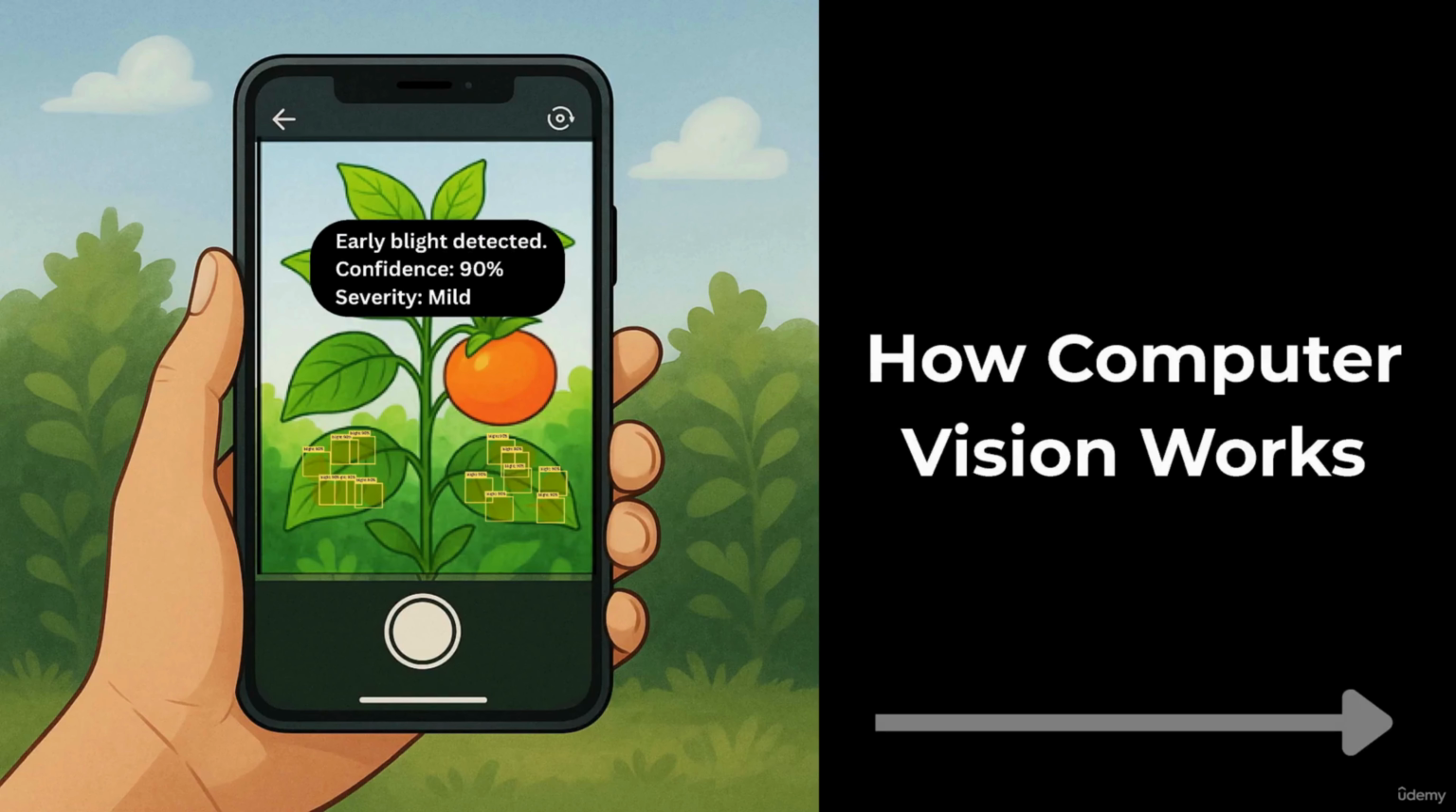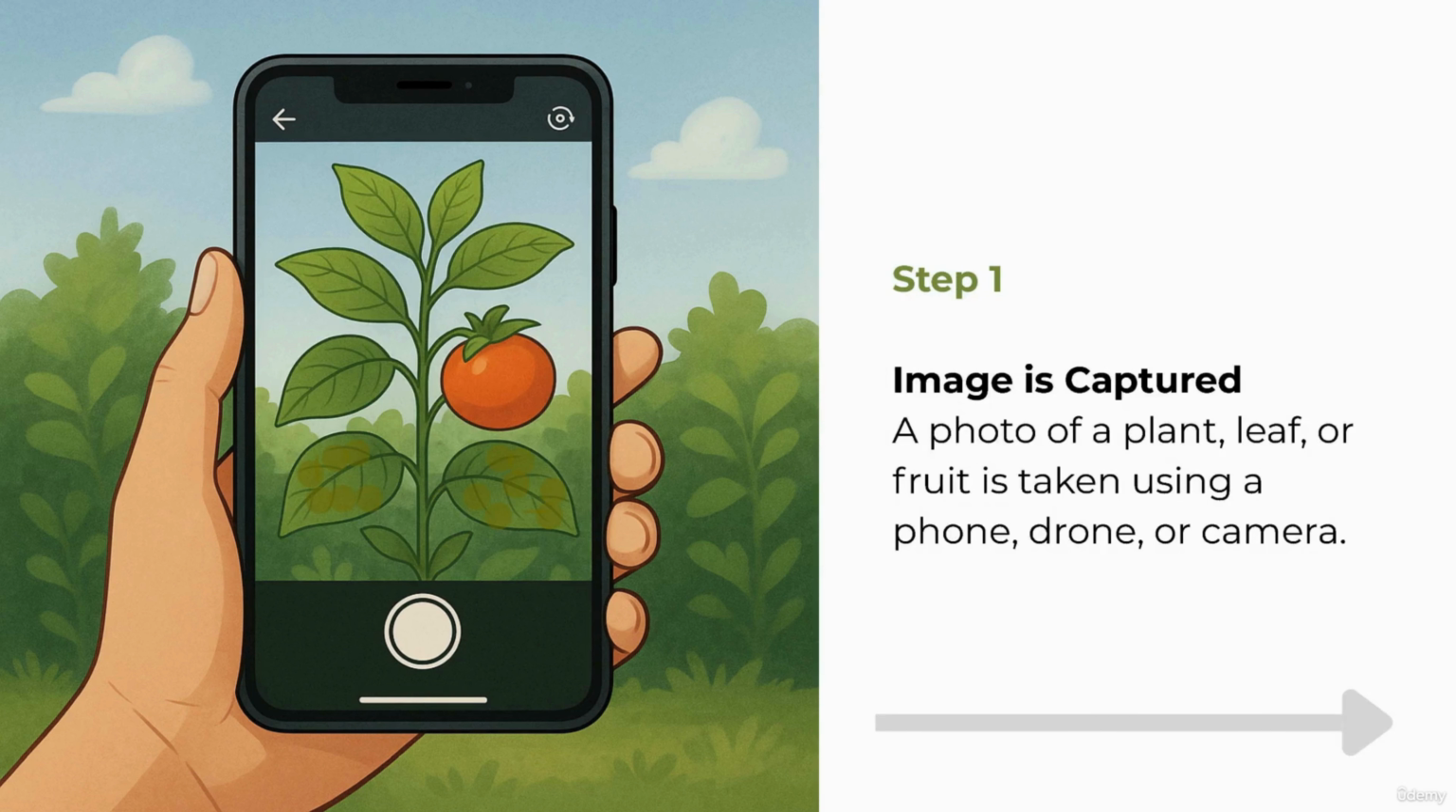So how does computer vision work in farming? Let's consider this process step by step. The first stage is when the image is captured. It starts with a photo of a leaf, fruit, or a plant taken by a smartphone, drone, or field camera. This image becomes the starting point for analysis.